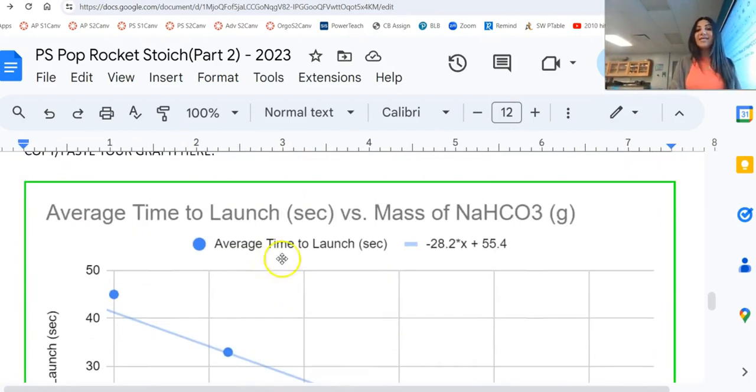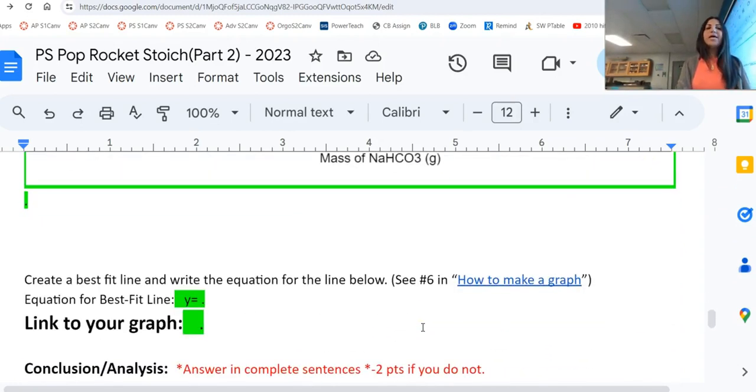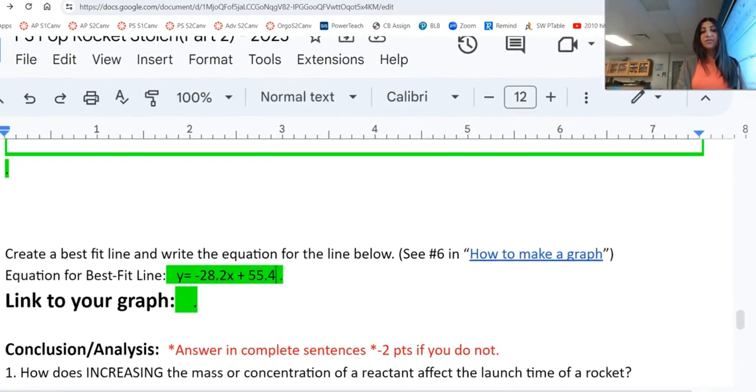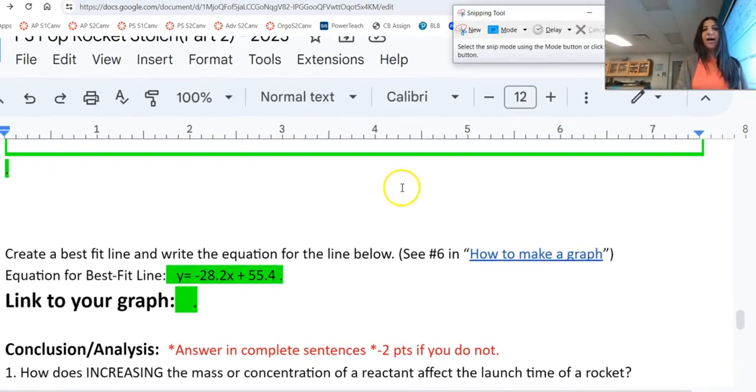Now, this isn't in y equals mx plus b form. Well, it actually is. It just doesn't say y equals. So I'm going to copy this, which is negative 28.2x plus 55.4. And that is what goes right here. So that is negative 28.2x plus 55.4. And that would be my equation. Okay, but yours is going to be different. Yours will not be the same as mine.